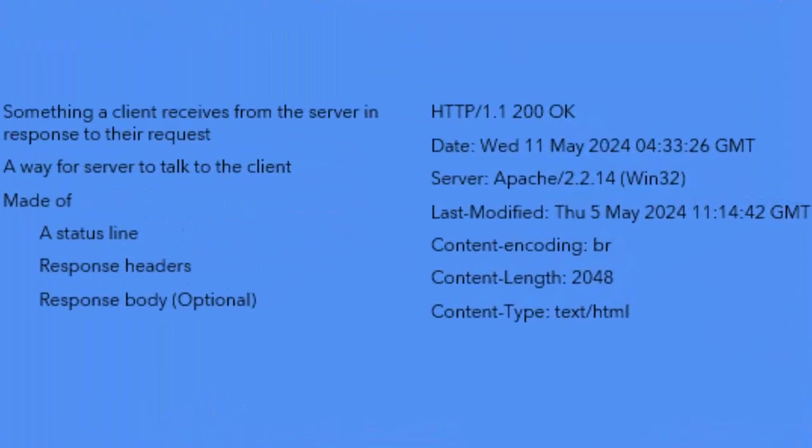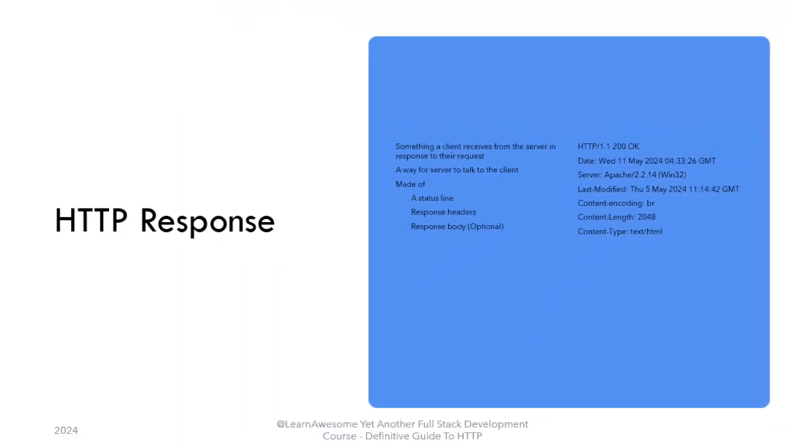Response in the context of HTTP is something the client receives from the server in response to their request sent earlier. That's the server's way of talking back to the client. Like a request, a response is very standardized in HTTP and is made up of the following parts: a status line, response headers, and an optional HTTP body. I have provided an example response here, and we'll be discussing each part individually in the coming slides.